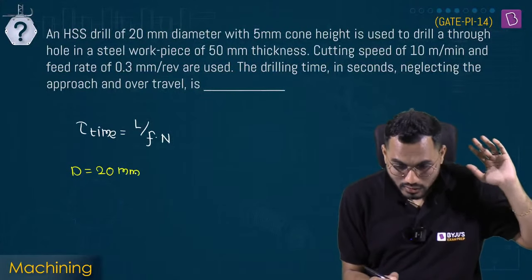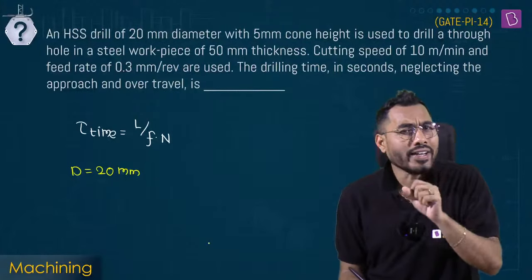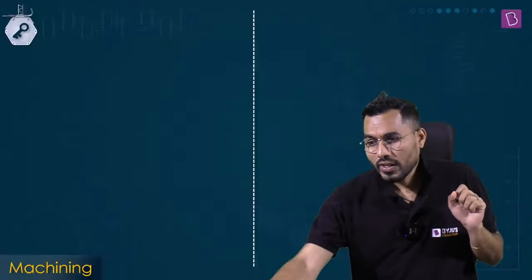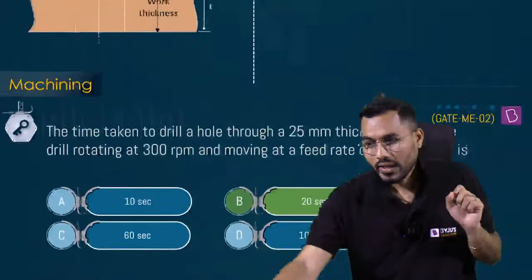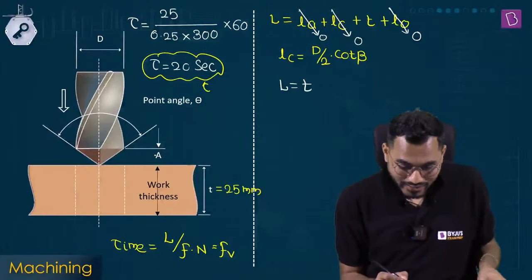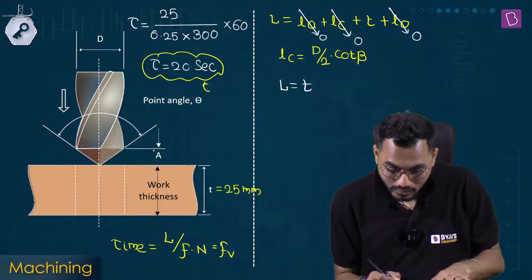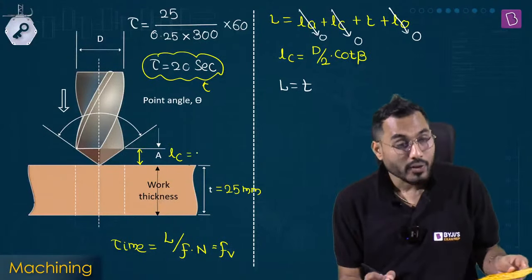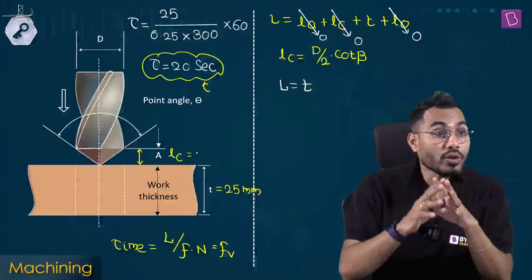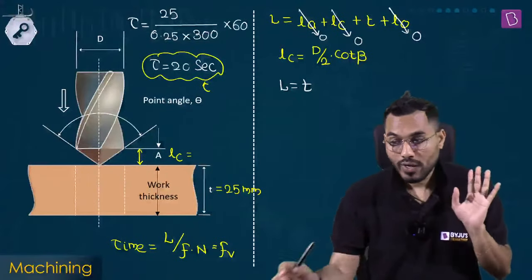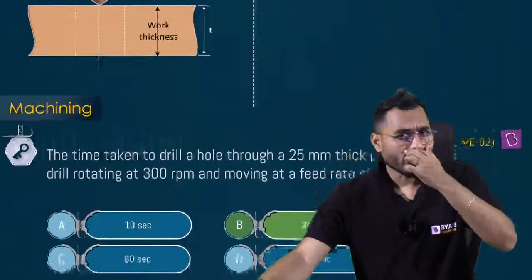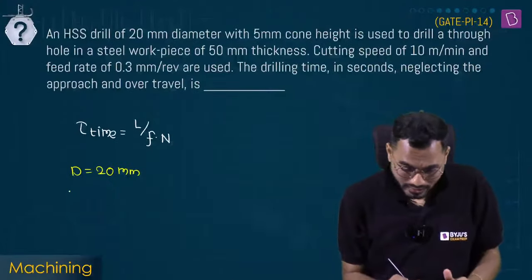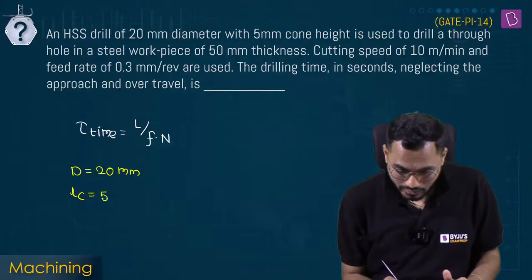The cone height is called the compulsory approach, and it is given. If we talk about a drilling operation, this height is called the cone height, which is nothing but the compulsory approach. That is very important to understand. But approach and over travel are not given, so we neglect those. Whatever data is given, I'll use it. So the compulsory approach, that is the cone height, is 5 mm.